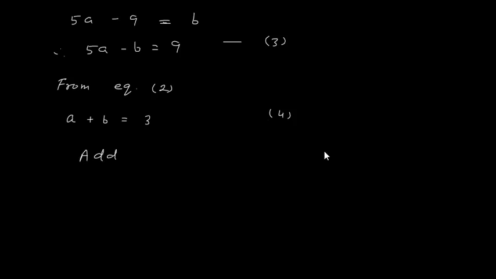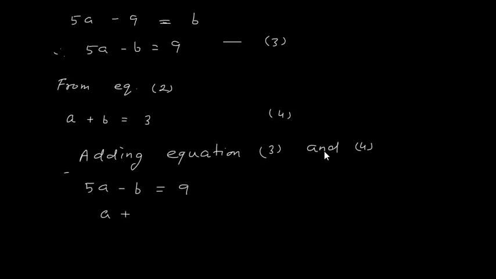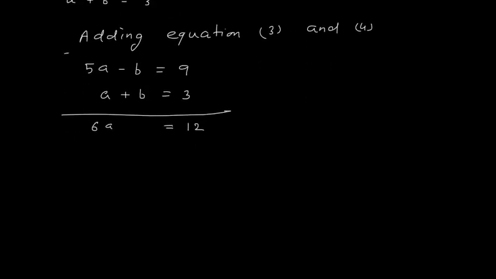Adding equation 3 and 4, we get 5a minus b is equals to 9 and a plus b is equals to 3. So we are adding them. 5a plus a will become 6a. Here they will cancel, and 9 plus 3 it will become 12. So therefore a is equals to 12 divided by 6, which is 2. So value of a is 2.